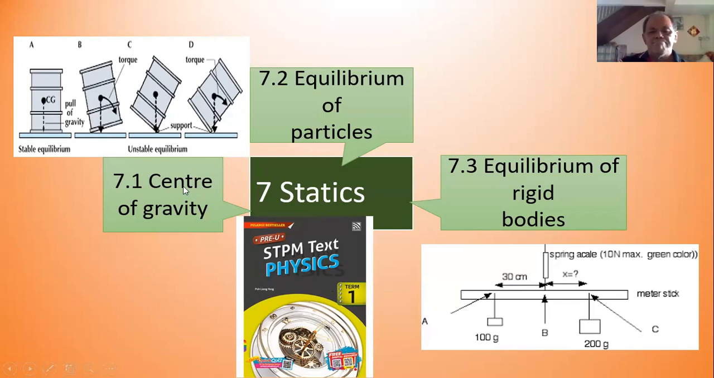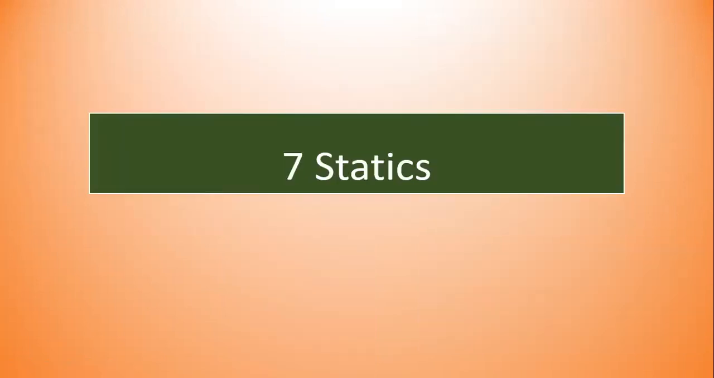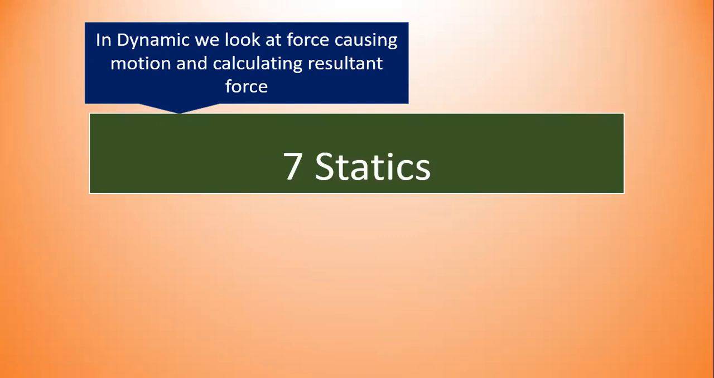Okay, what are we required to study in this topic? Center of gravity, which will be represented by CG or a dot point there. Center of gravity, equilibrium of particles, I mean forces acting at a point there. And equilibrium of rigid bodies. So these are the three topics we'll be interested in this chapter, chapter 7.